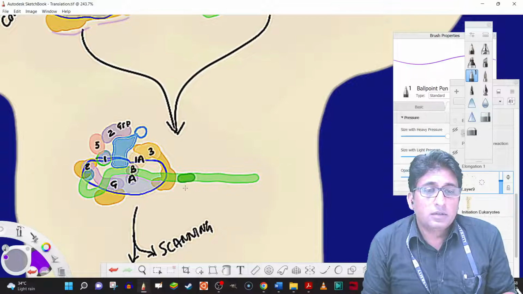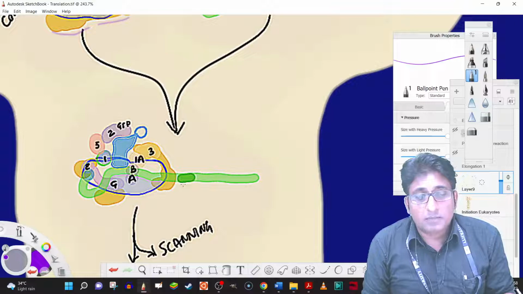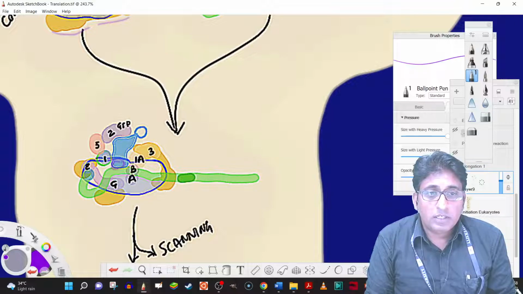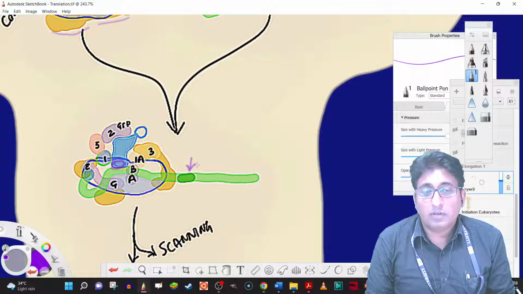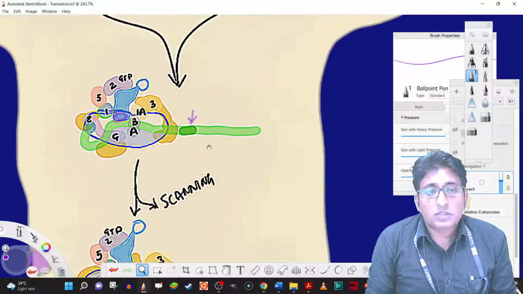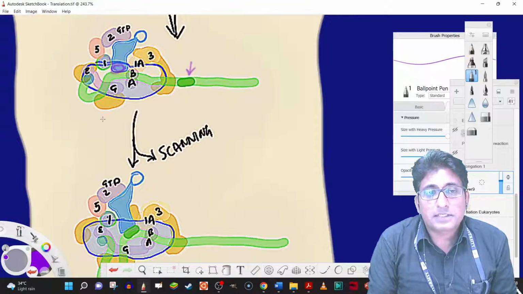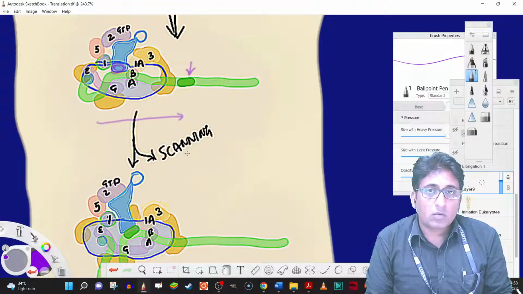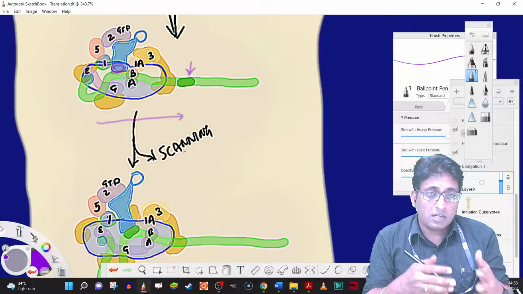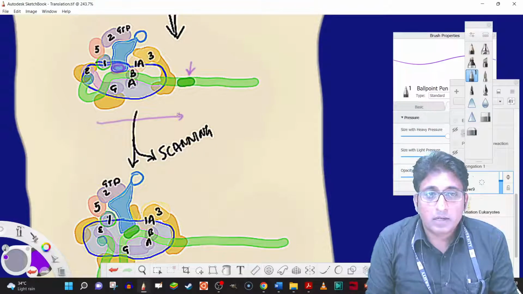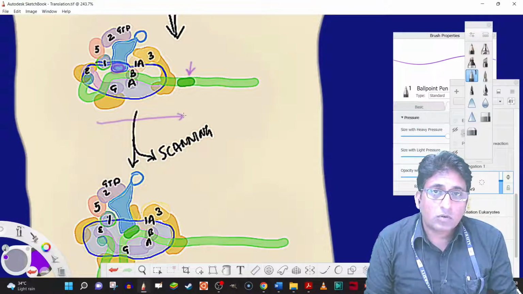But the initiator tRNA is not bound to the start codon yet. Somehow the anticodon of the initiator tRNA should come to the start codon, that is AUG here. So what the small subunit does is scan through the mRNA, which is an active process, meaning that it requires energy for scanning. It has multiple things to do. It has to resolve the secondary structures that may be in the mRNA until the start codon comes by.